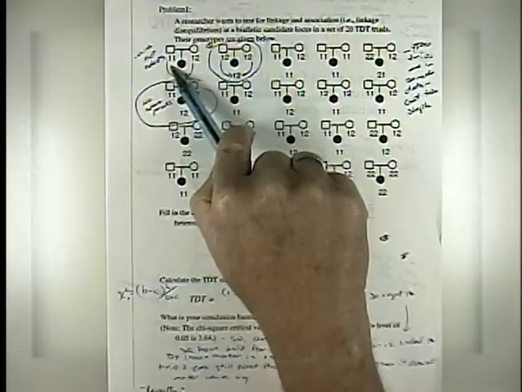Okay? So your chi-square actually comes out to be 5, which is greater than the critical value of 3.84 for a 1 degree of freedom test, so it's significant. So in this case, you would reject the null hypothesis, and you would say that this locus is in linkage with your disease of interest, and the one allele is associated with the disease of interest. Because remember, it's a test of linkage and association.